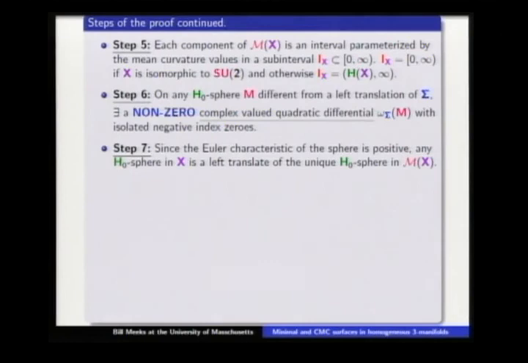Remember, we're trying to think of what is my uniqueness up to a symmetry. But actually, this is a little stronger. It's actually up to left translation. That's one way to get a symmetry. So it's a stronger classification. Actually, the symmetry is by left translation.